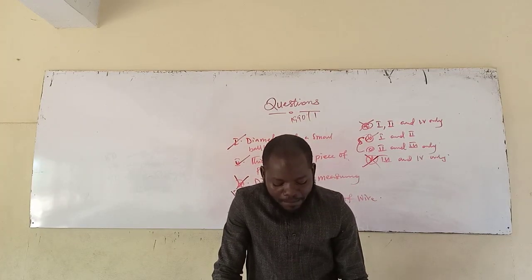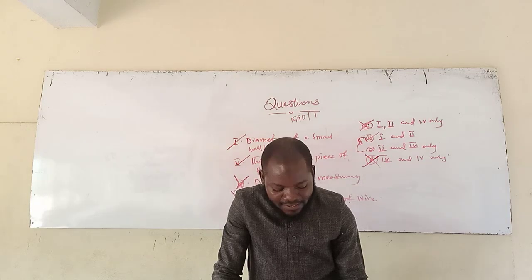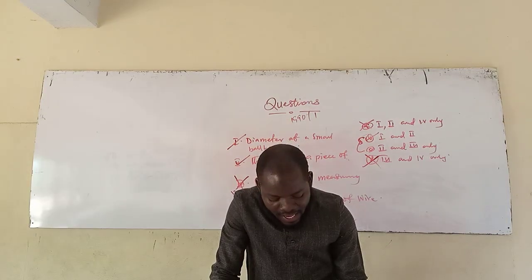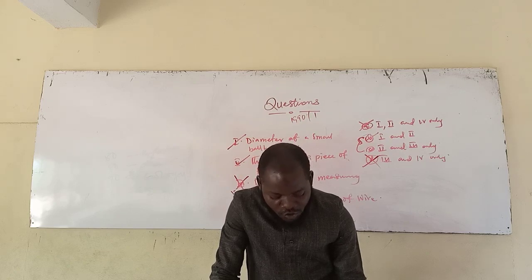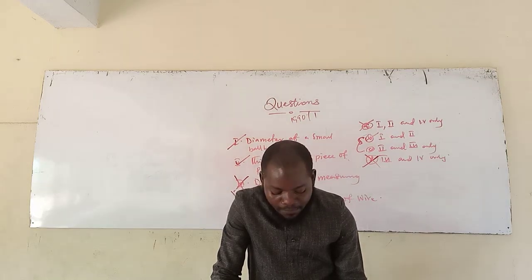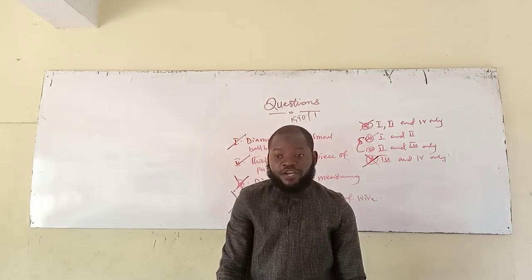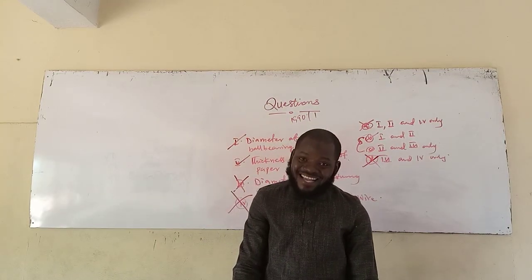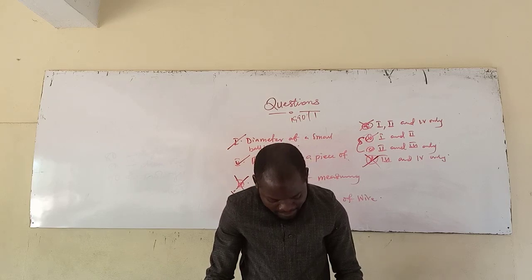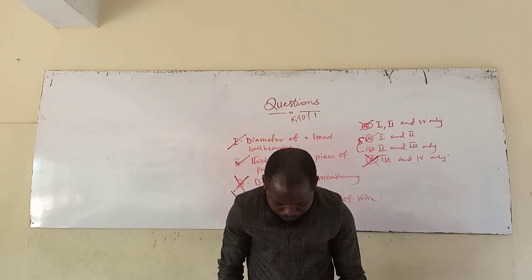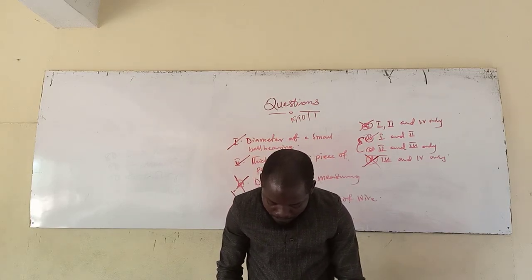A, use a beam balance. B, use a spring balance. C, find the force necessary to give it a certain acceleration. D, use none of this method. E, use any of this method. So the correct answer is there, spring balance. That's option B. Is that taken out? Okay, correct, guys. So let's move on.